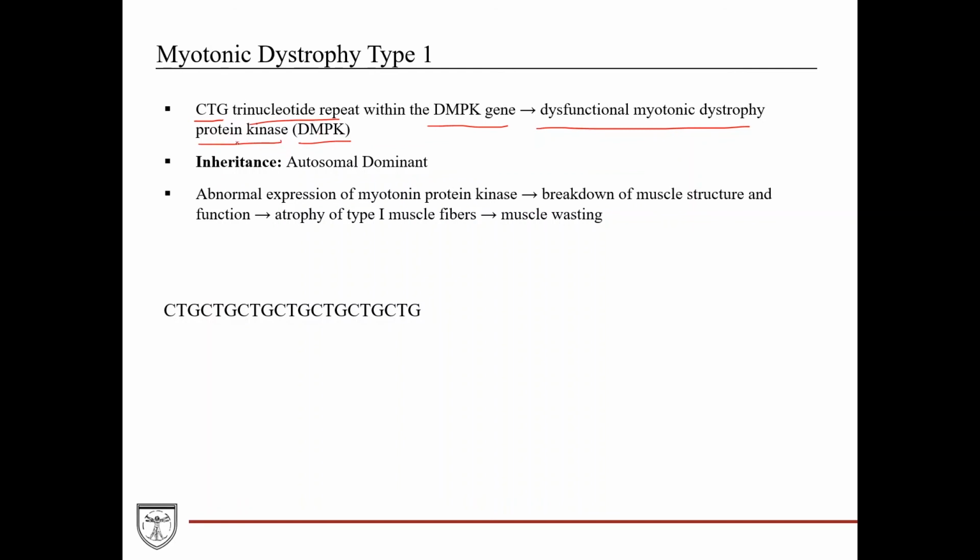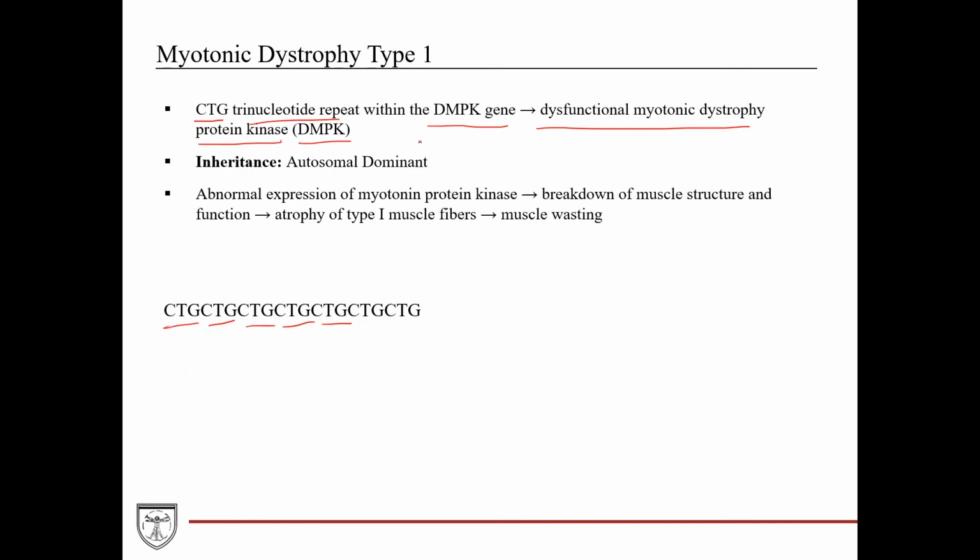And if you recall, trinucleotide repeats are when you have a 3-base sequence that gets repeated several times within the gene sequence. And this can have really devastating effects because it throws off the entire reading frame. And so you can have severely dysfunctional proteins, truncated proteins, reduced level of a protein, or even complete absence of a protein. So it can have very severe effects.